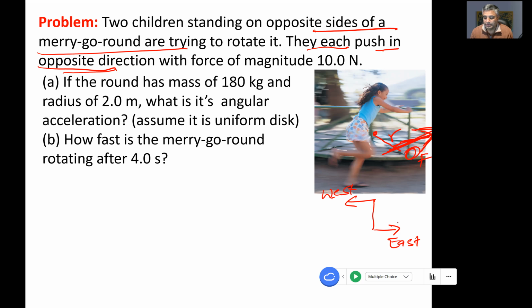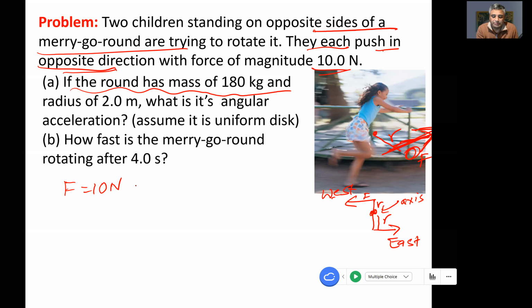Okay, so now what happens here? This is the axis of rotation, right? This wheel is spinning about the center. There is a pivot at the center, and that's where this merry-go-round rotates about. So if this is the radius, that's going to be R. R is going to be the lever arm for that force, and the same thing goes here. Both of them are applying the same amount of force, so F is 10 Newton.